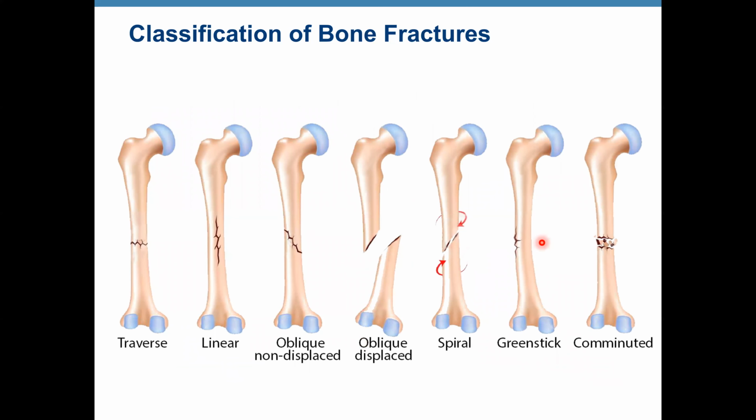So here you can see several bone fractures, and what is used here is only one characteristic, but more than one can be used. So for example, this is transverse, right? And it's non-displaced. This is linear. This is oblique and complete, you can say. This is oblique and displaced. This is a spiral, greenstick or incomplete. And comminuted means the bone is broken into several pieces.